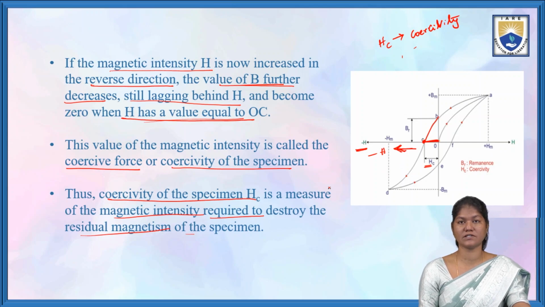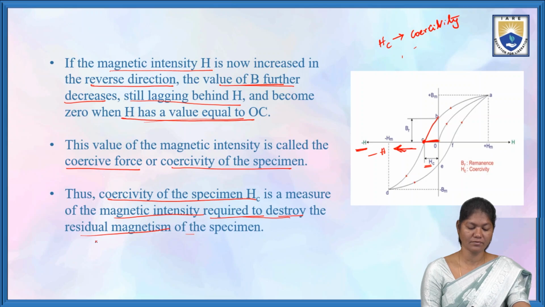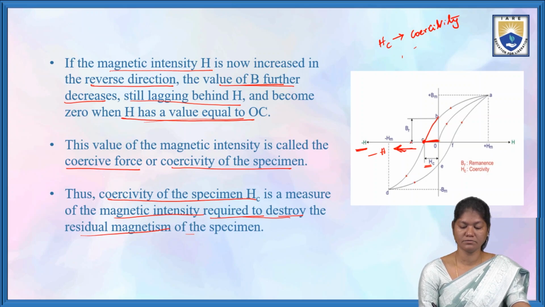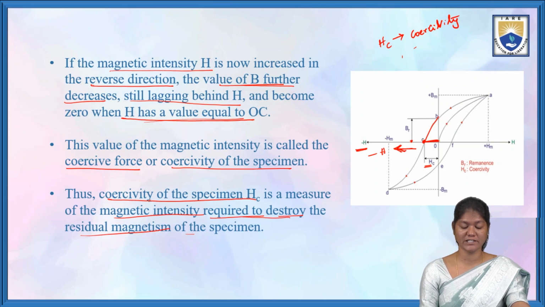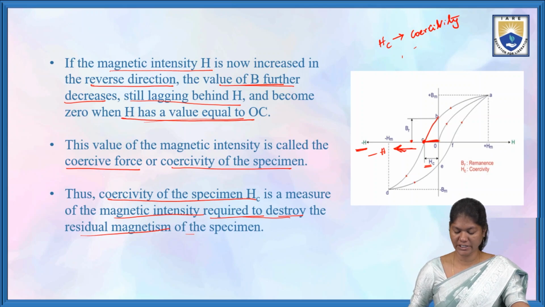So thus, coercivity of this specimen HC is a measure of the magnetic intensity required to destroy the residual magnetism of the specimen. The value of flux density is destroyed and becomes 0 at HC. So how much magnetic field intensity is required to destroy the flux density?